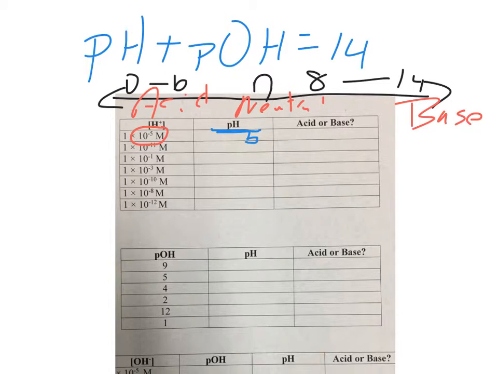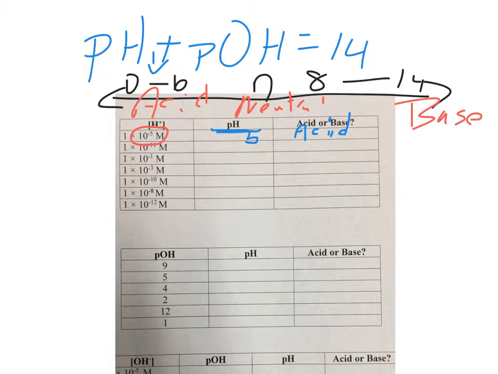Now, how does that 5 fit into this scale? Is it an acid, a base, or is it neutral? It's an acid. Very good. So that scale that you got yesterday is what you're going to use.